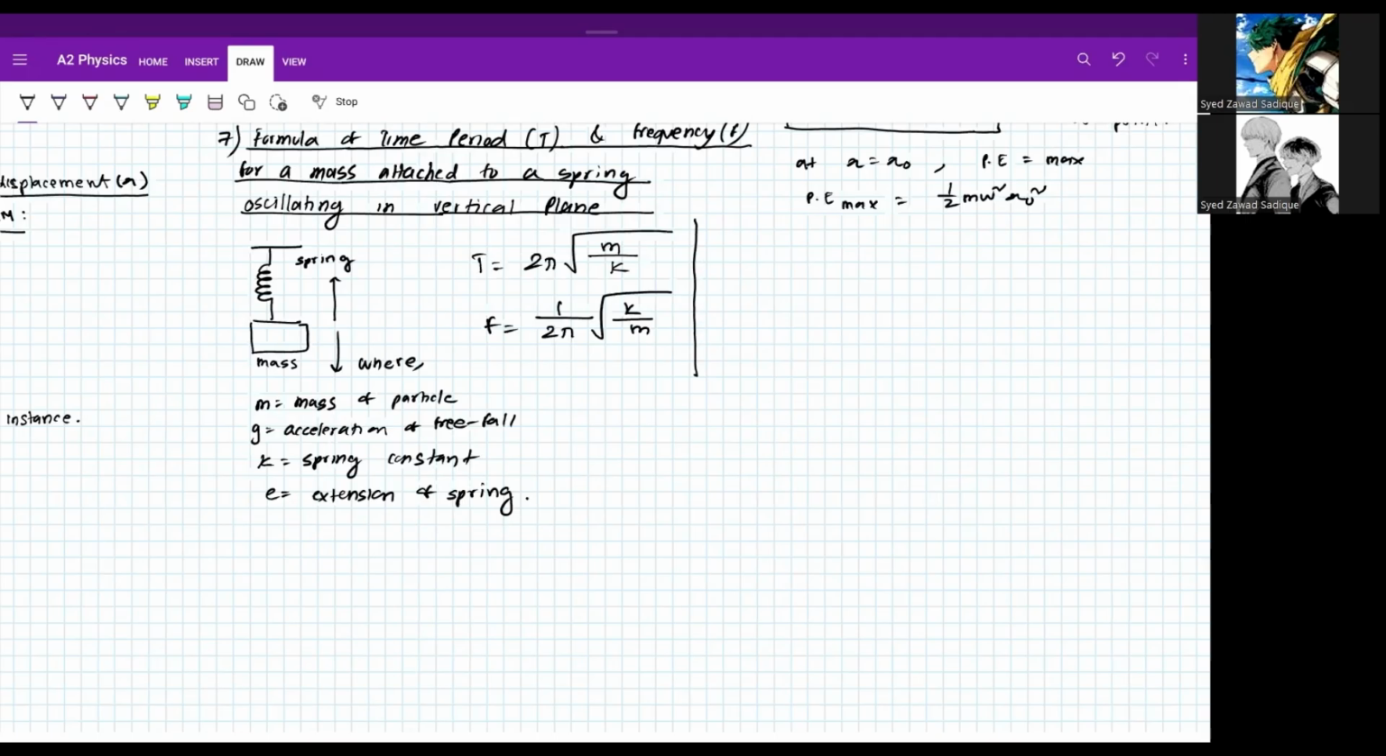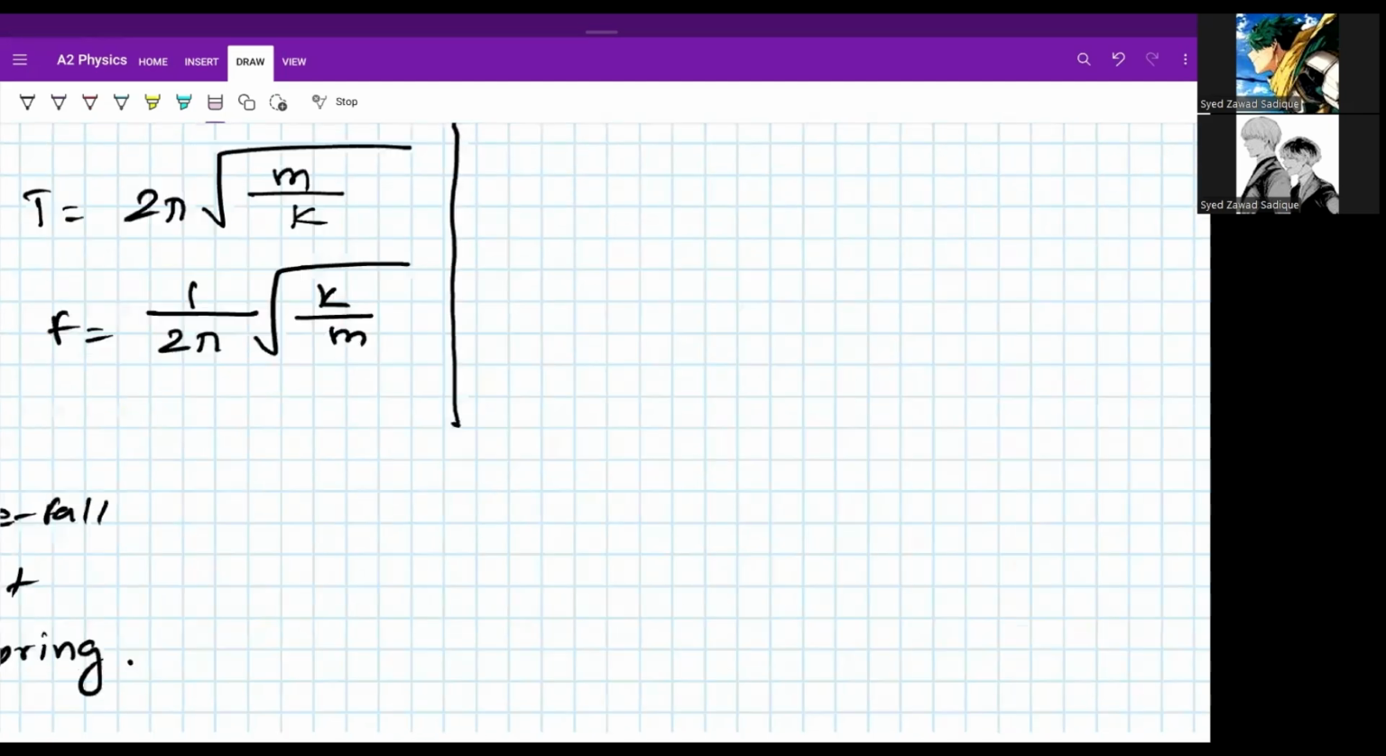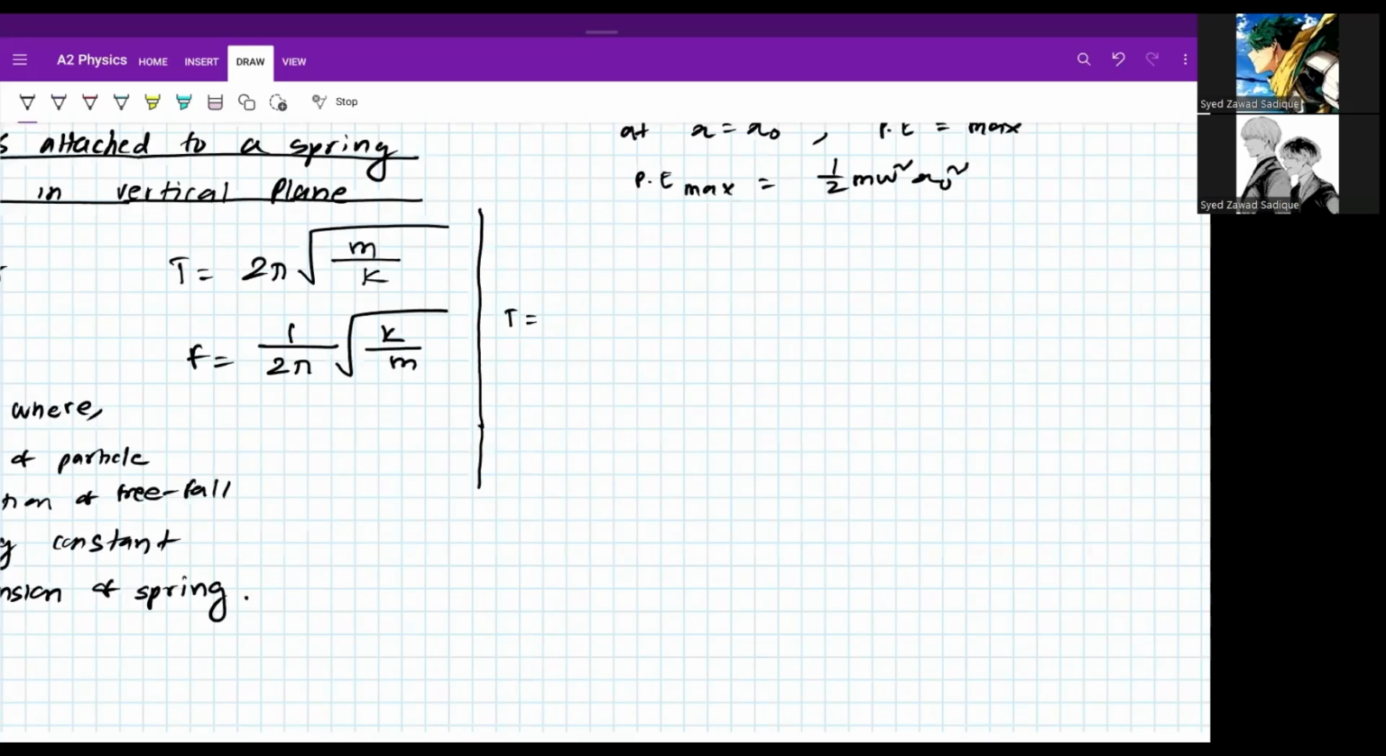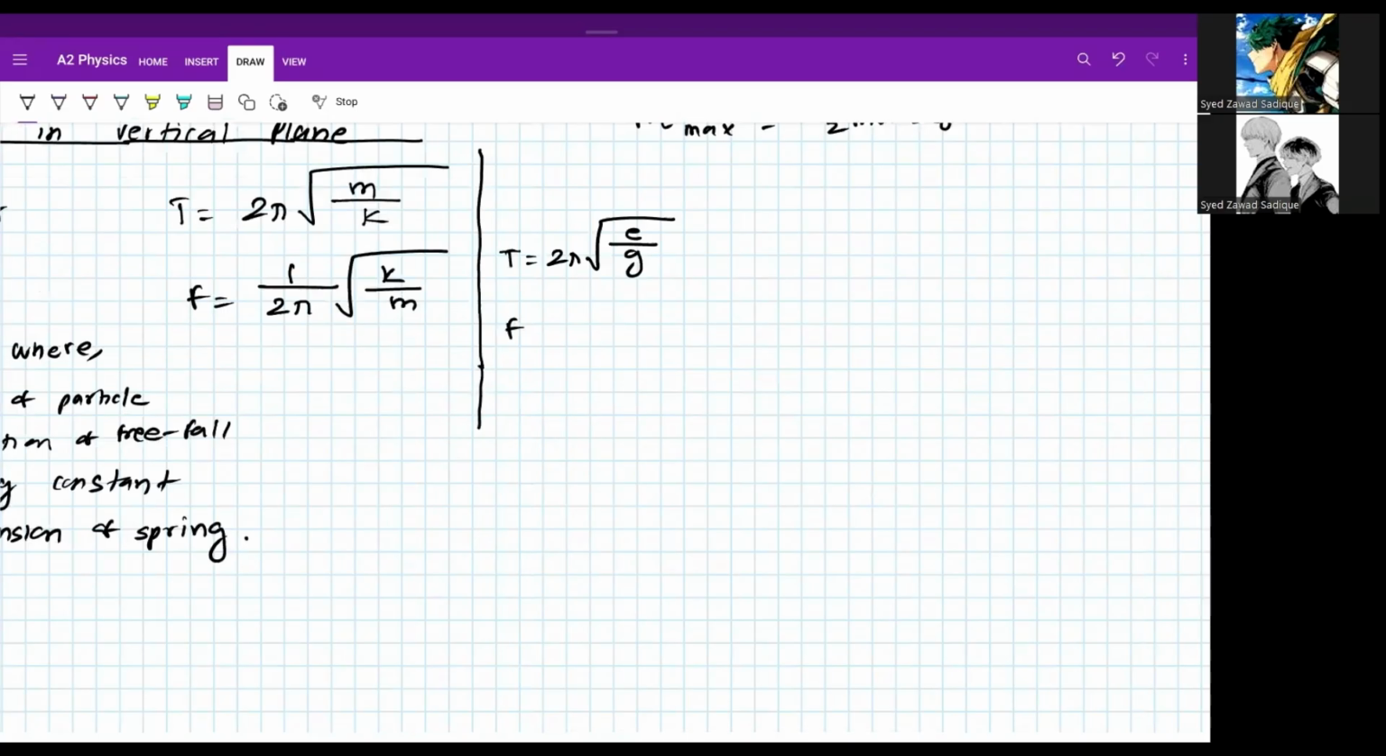Now, we have another variation for this. T equals 2 pi root of e by g, and similarly, frequency is the inverse, 1 by 2 pi root of g by e.